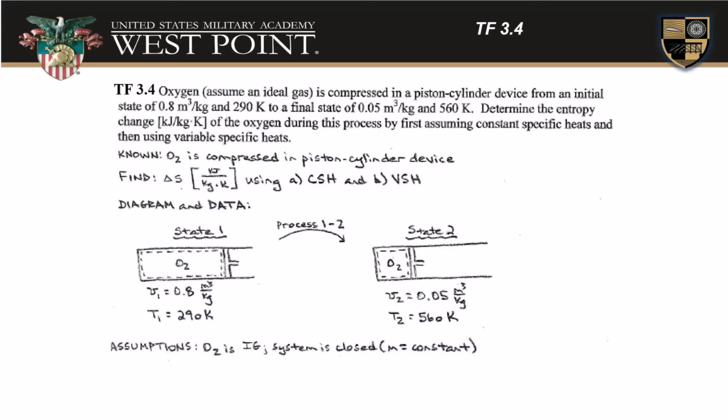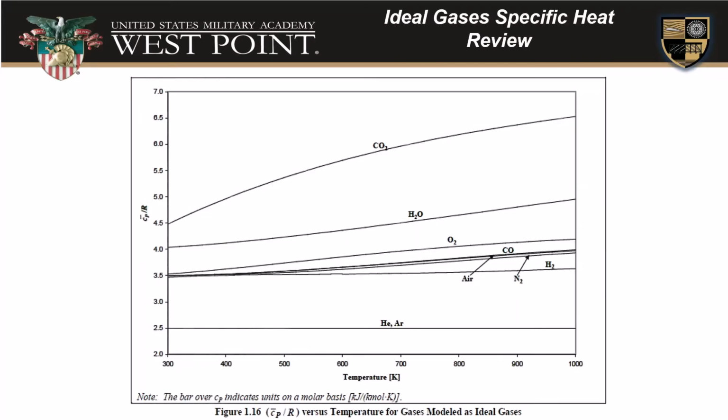But let's do a quick review. Looking at figure 1.16 out of chapter 1 in your book, this shows how your specific heat changes over your changes in temperature. Here we have specific heat at constant pressure graphed with its change in temperature in Kelvin. So you can see, depending on your range of temperatures or the type of ideal gas you are using, you may see no change or very little change in your specific heat.